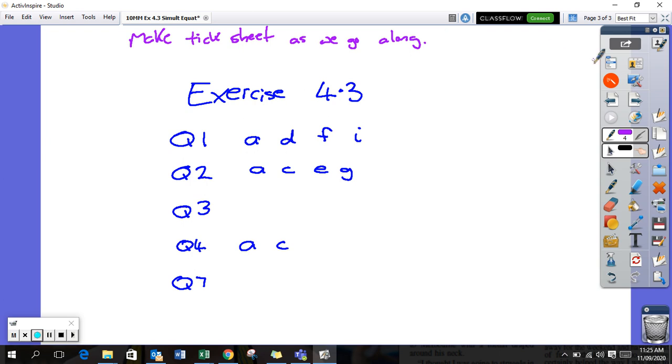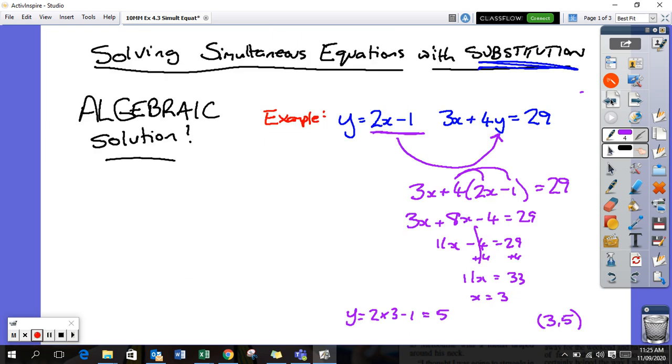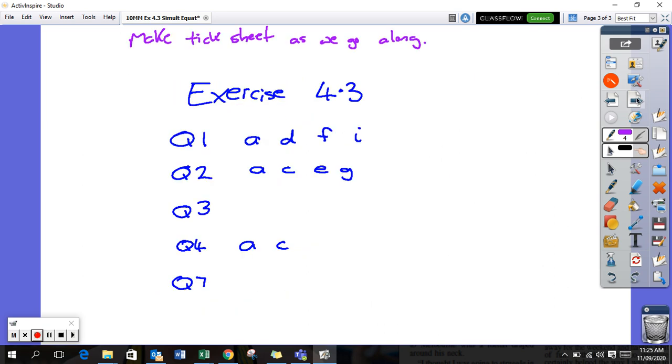I will say one thing. Here we've got y equals 2x minus 1. If we had x equals something, we would substitute it in here for this x value. Okay? So it could go either way. So exercise 4.3, I'll leave you to work on that and I'll catch up with you next time.